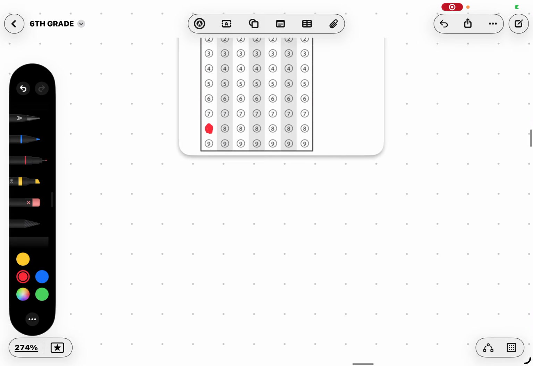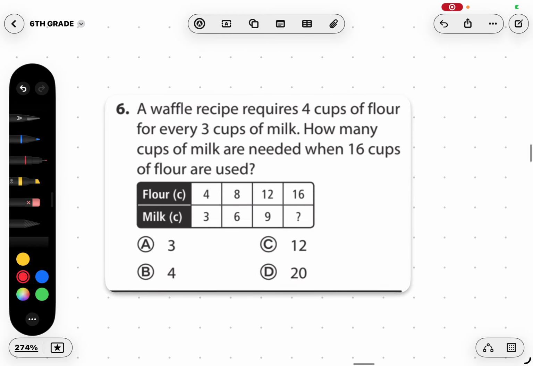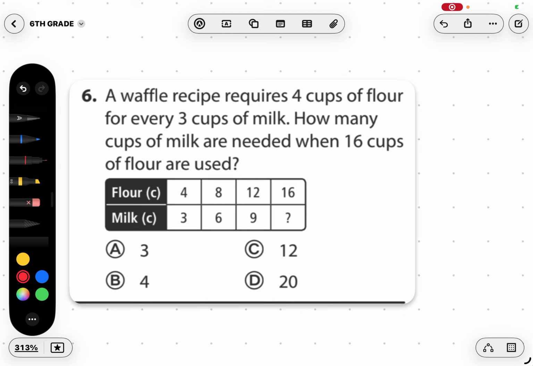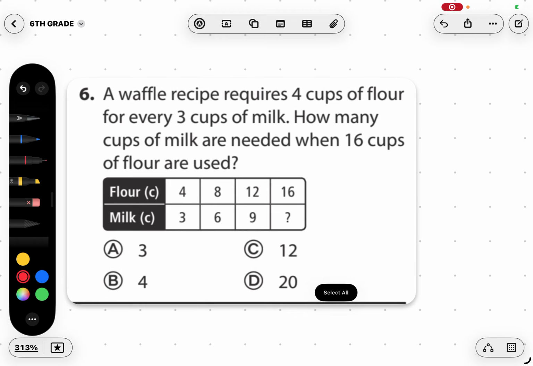All right. Let's take a look at one more question. Number 6 says, a waffle recipe requires 4 cups of flour for every 3 cups of milk. How many cups of milk are needed when 16 cups of flour are used? Once again, we'll be using our same technique here. Every time you increase the recipe, you got to add 4 cups of flour and 3 cups of milk.